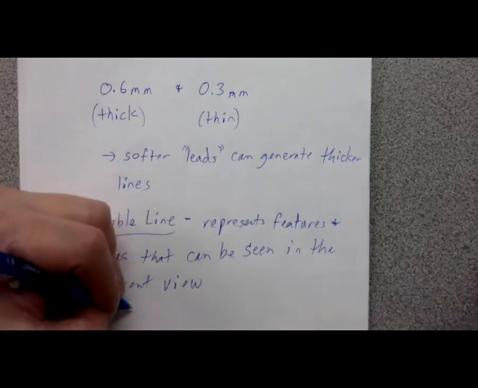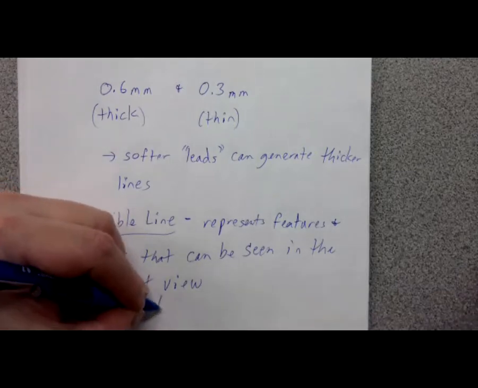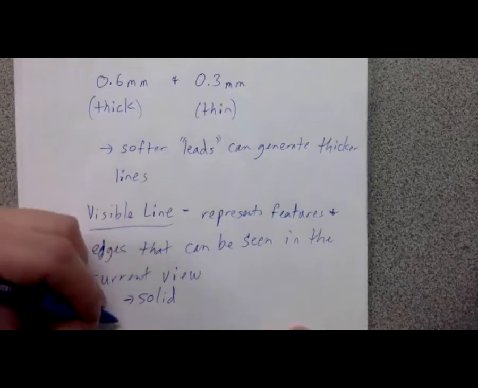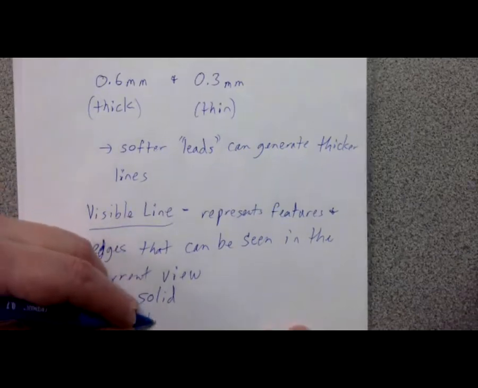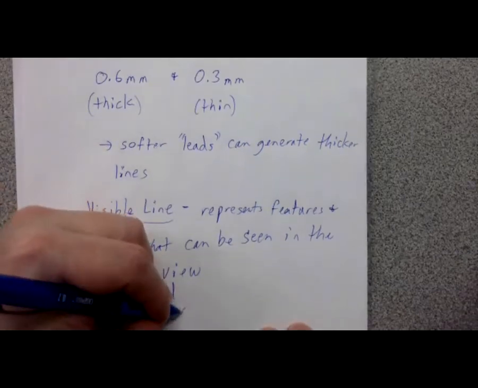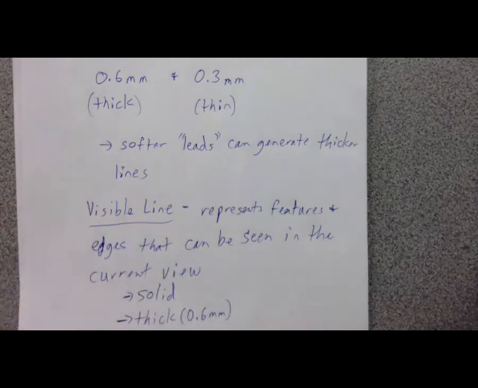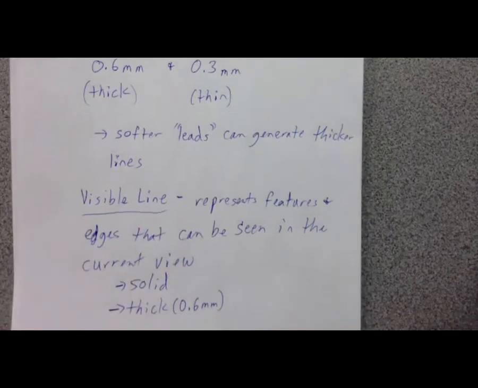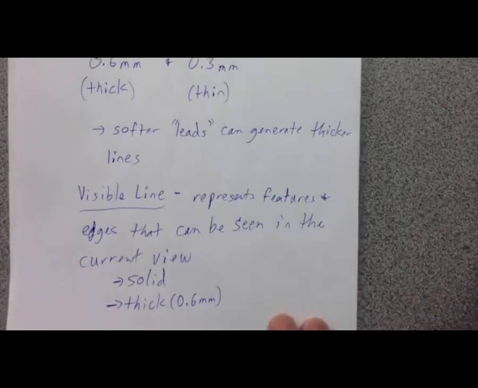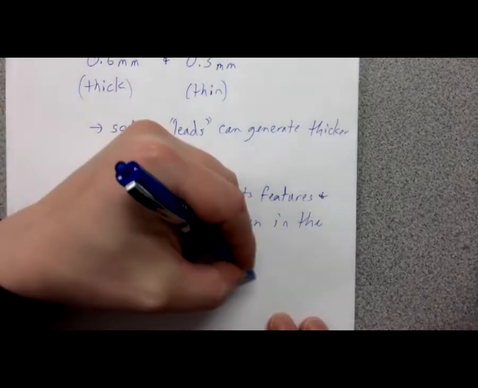These are solid, and they are what I'm going to refer to as thick. According to ASME standards, that should nominally be 0.6 millimeters, but again, we're not going to measure them. We're just going to make sure they're thicker than things that are supposed to be thin. And they're just simply a solid, thick line.